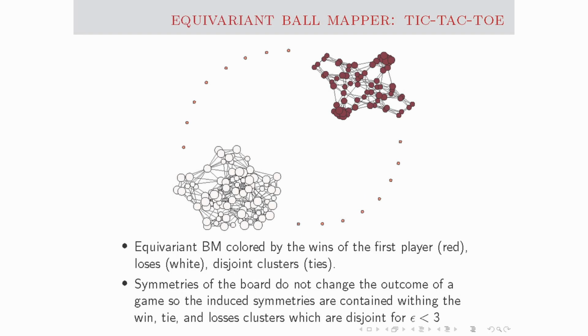And then if we do equivariant ball mapper, we still get the same cluster, the same value of epsilon, but we can see that there's symmetries, and in particular, you can see the symmetries in both wins and losses. But of course, there's no symmetries that will take wins to losses, right? You cannot act by the dihedral group and make yourself win if you lost, right?